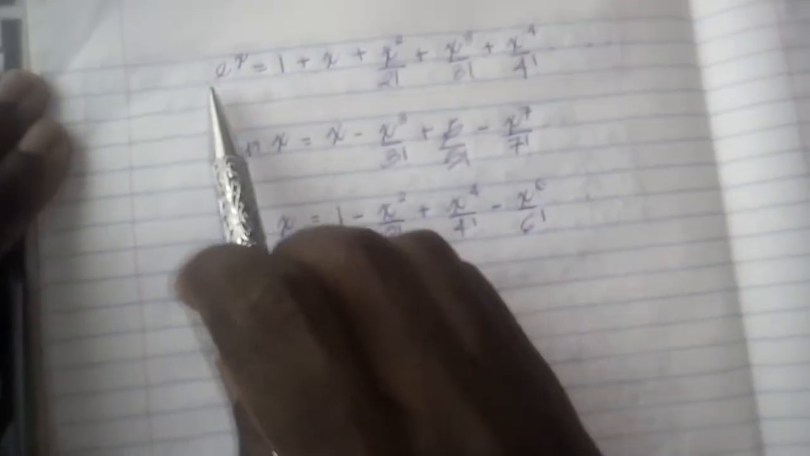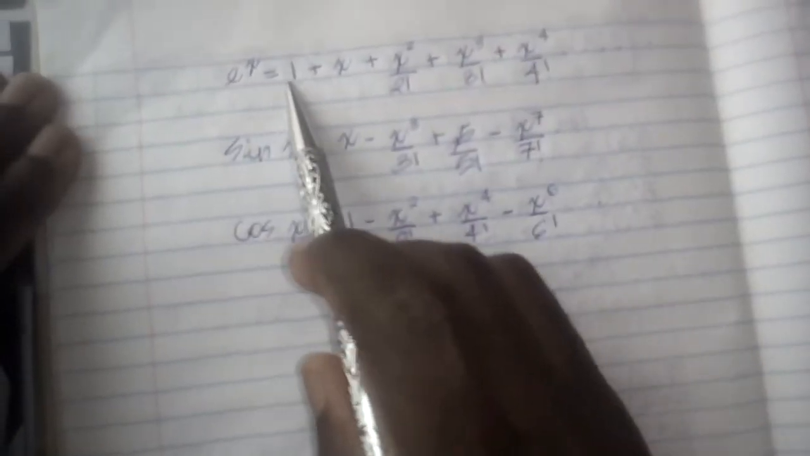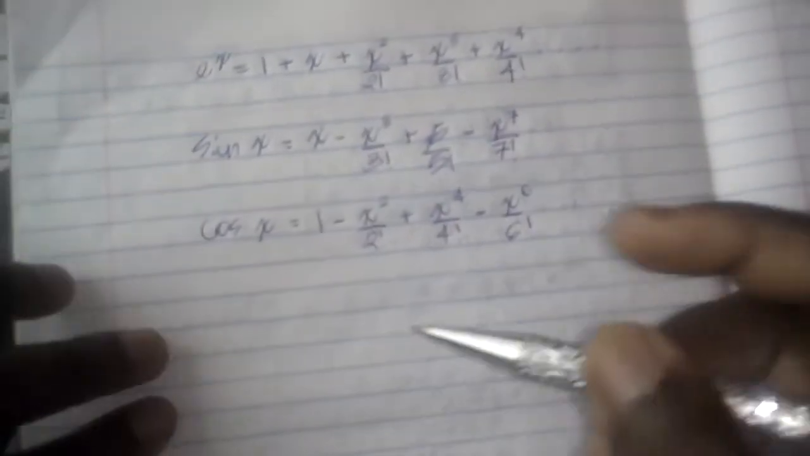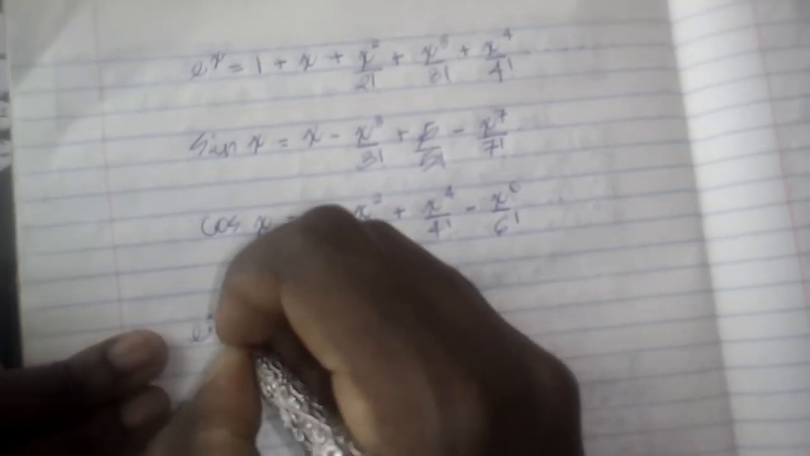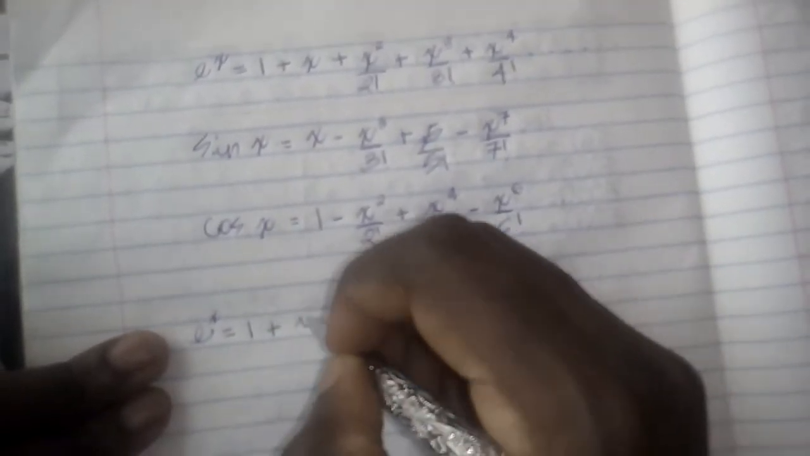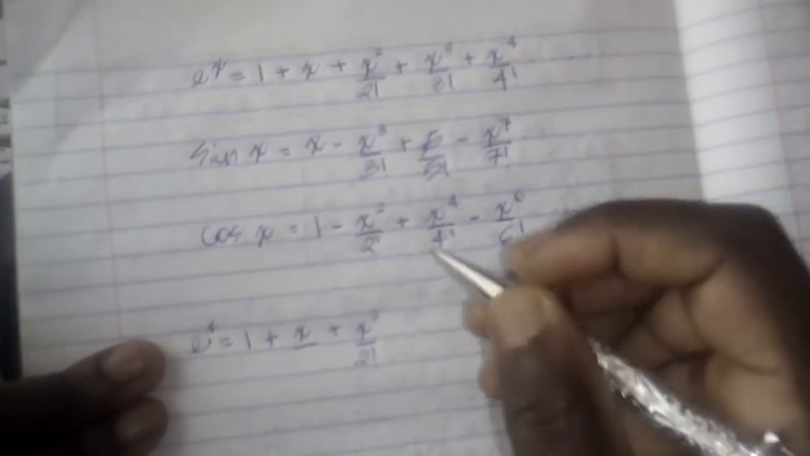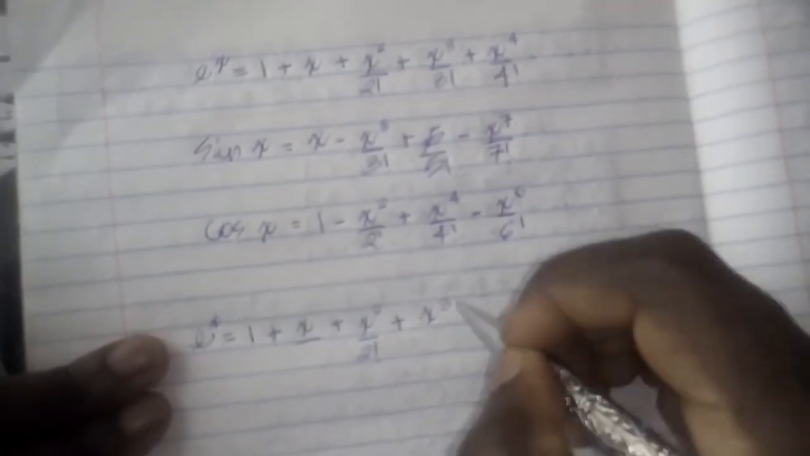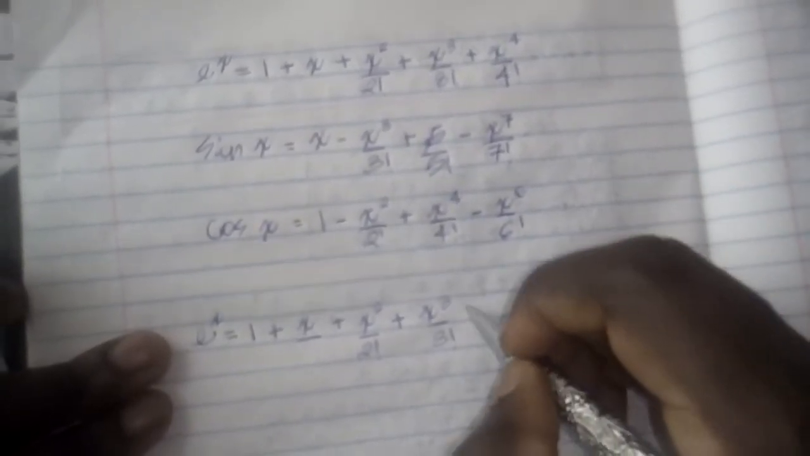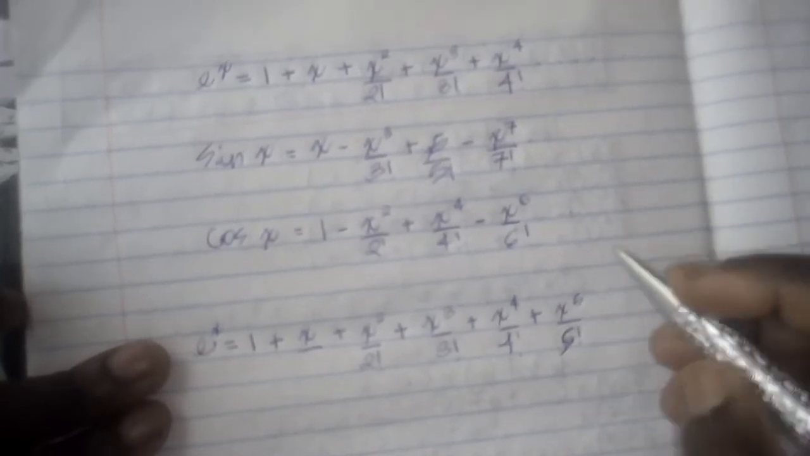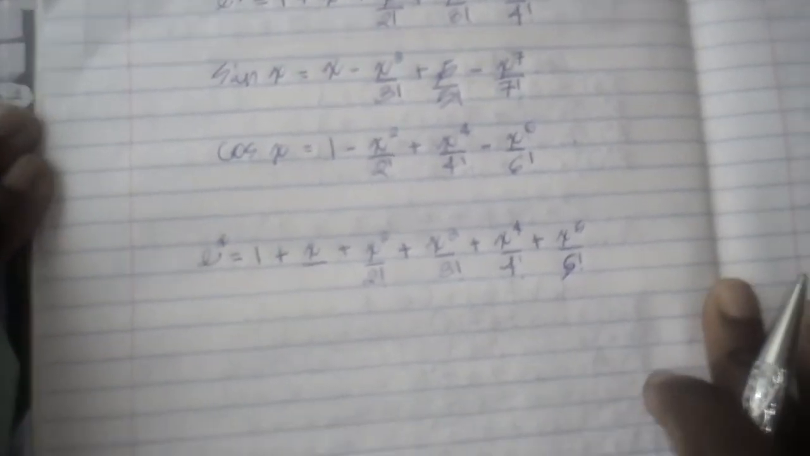The Maclaurin series for exponential is this. Let me write it here again. e^x is equal to 1 plus x over 1 factorial plus x squared over 2 factorial plus x cubed over 3 factorial plus x power 4 over 4 factorial plus x power 5 over 5 factorial, and so on. Okay, that is the Maclaurin series for exponential.